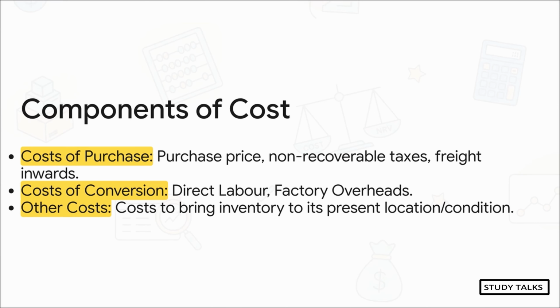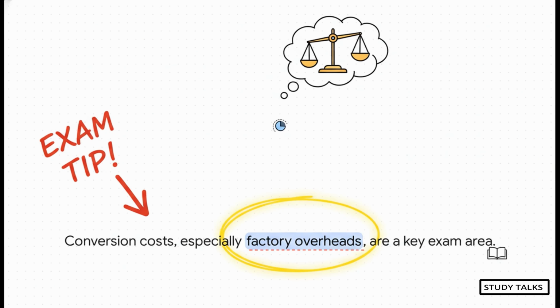Now, let's zoom in on those conversion costs. The direct labor part is easy. Variable overheads, they're also pretty straightforward. But fixed overheads, this is where the marks are won and lost. This is a favorite area for ICAI adjustments, and there's a special rule you absolutely have to know.